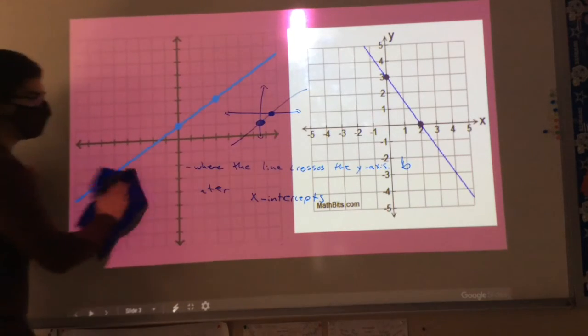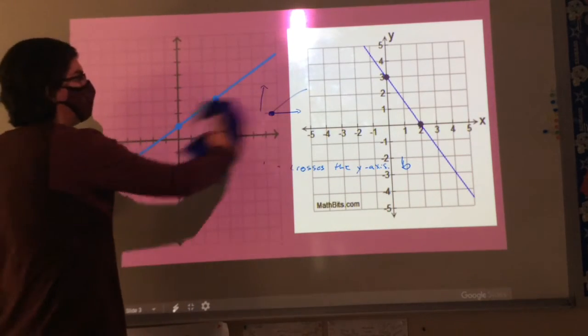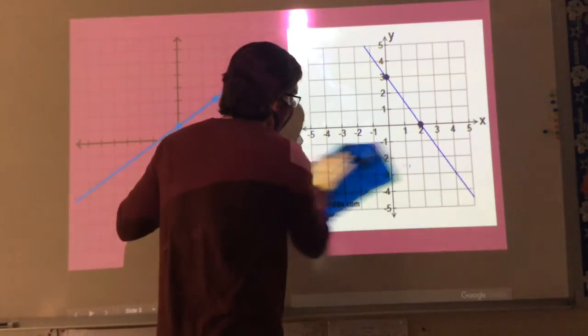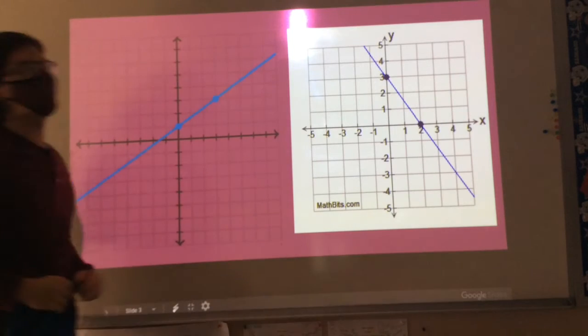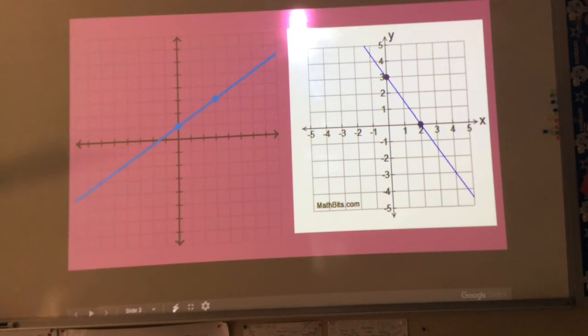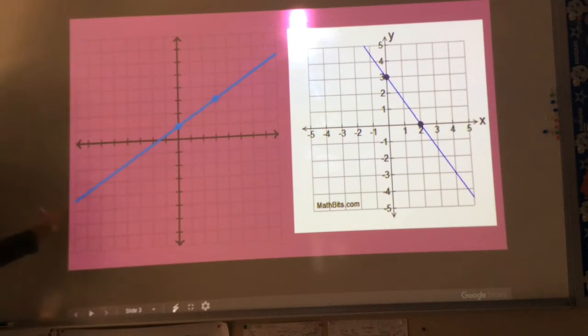Before we start creating our own graphs, I want to talk about what these graphs mean. What do they interpret? What can we tell from a graph already? What is just given to us? Addison, tell me one thing you notice about this particular graph. It's positive. Can we agree with that? It starts low and gets bigger.